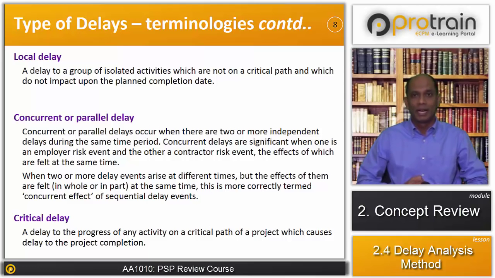It may be possible that the delay occurred on a path which has float. However, the delay occurred in a way that it consumed all the float, and the path which had float at the beginning of the project has now become critical. In that scenario also, it will be called a critical delay.